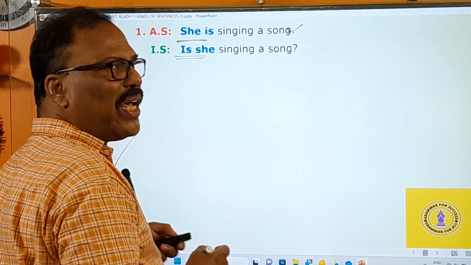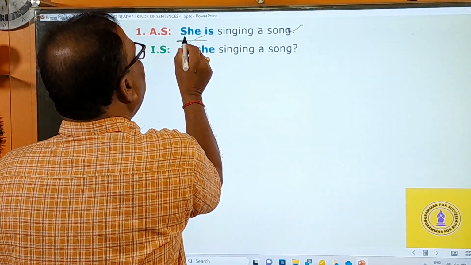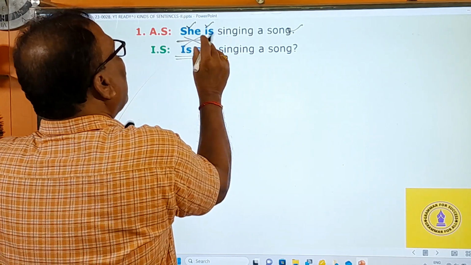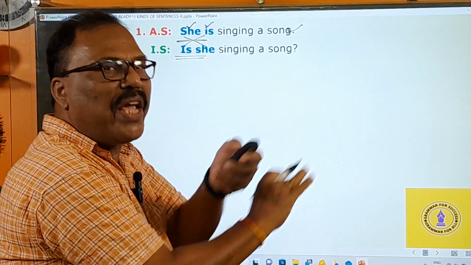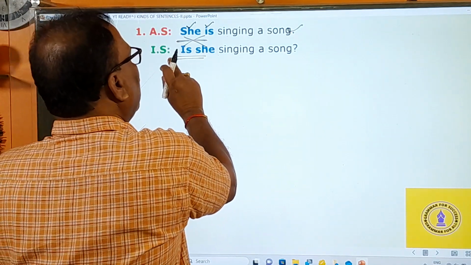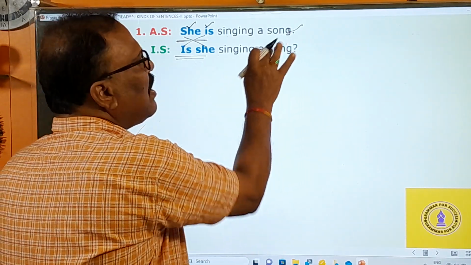See, what is the change in the sentence? Just the positions of the subject and the helping verb. This is a subject and this is the helping verb. They are inverted. They are changed. So, is she? Is she singing a song?